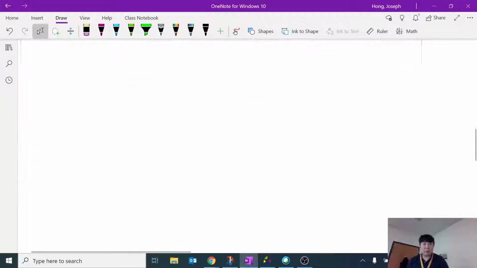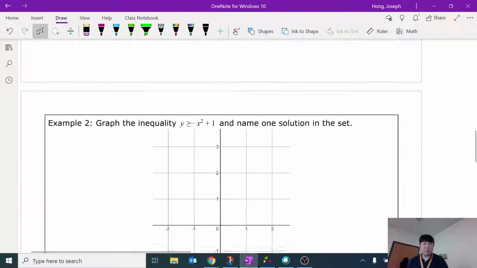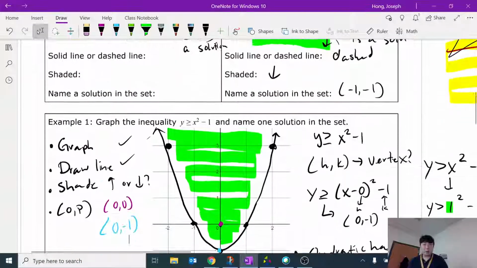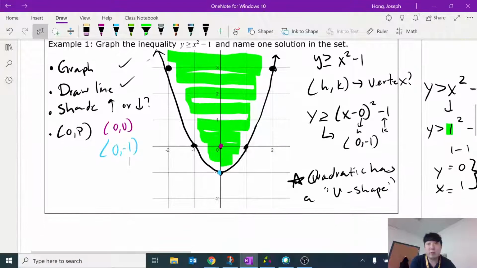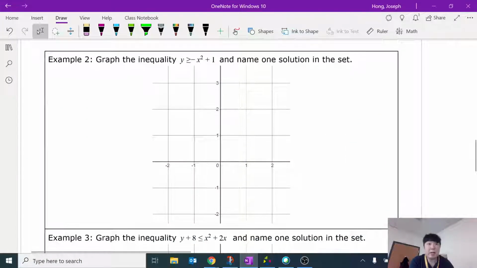Really just going over how to graph these inequalities or these quadratics will help you solve this problem, because everything else is just review. So we're going to meet back in class to talk about example 2 and example 3. All right. See you there.